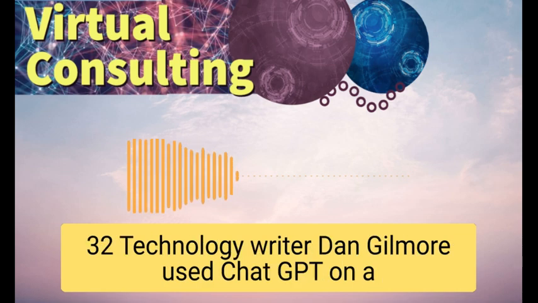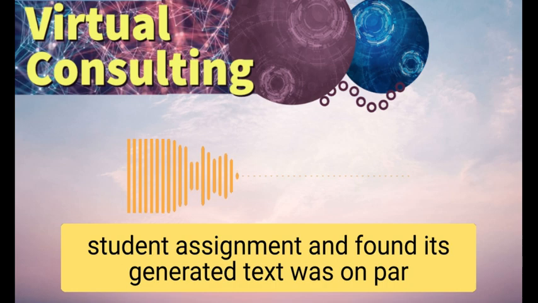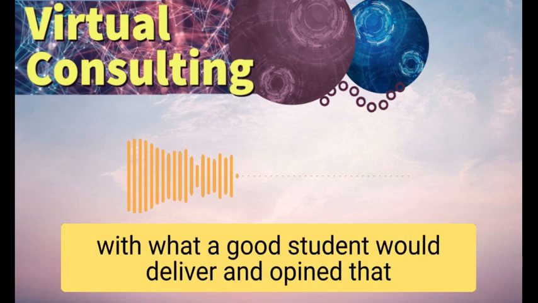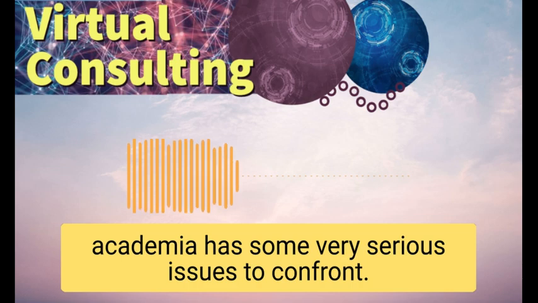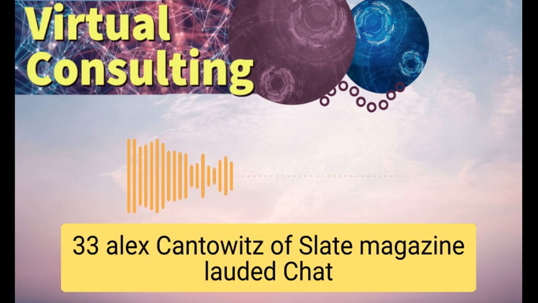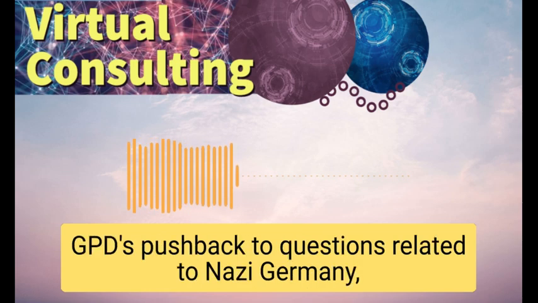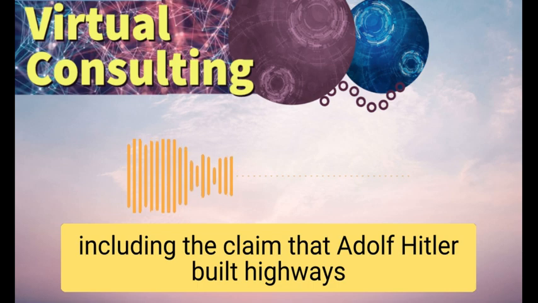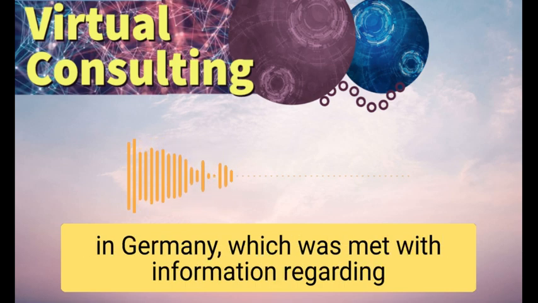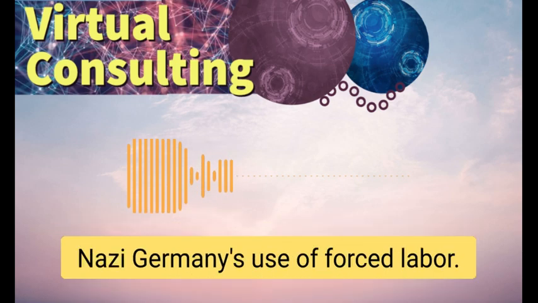Technology writer Dan Gillmor used ChatGPT on a student assignment and found its generated text was on par with what a good student would deliver and opined that academia has some very serious issues to confront. Alex Kantrowitz of Slate magazine lauded ChatGPT's pushback to questions related to Nazi Germany, including the claim that Adolf Hitler built highways in Germany, which was met with information regarding Nazi Germany's use of forced labor.